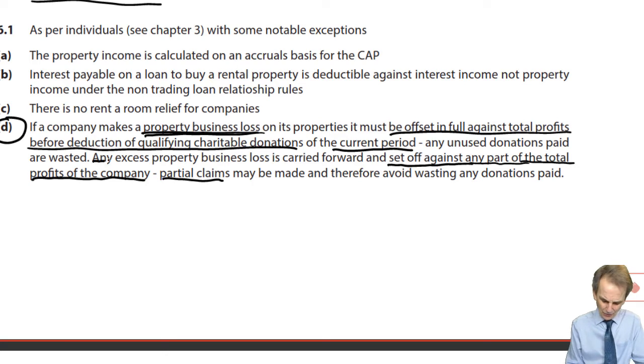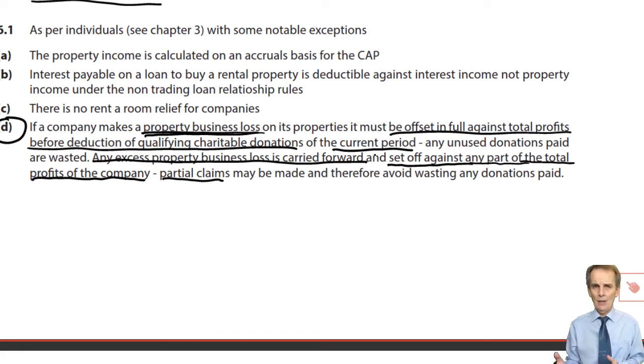This is where the difference arises. Any excess property business loss, it's a very unlikely situation that you're going to have a property business, property income loss that is bigger than all of the other total profits made by the company for that period. I can certainly not remember a question where that has happened indeed. But if that were to happen, then the excess loss is carried forward.